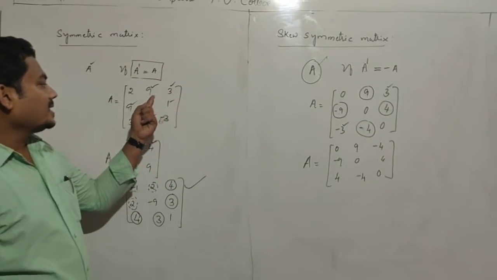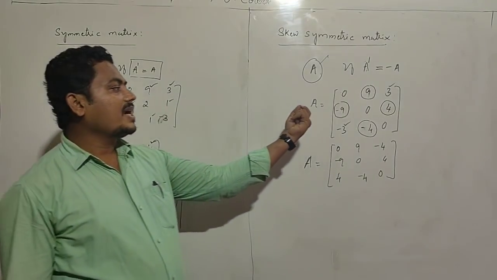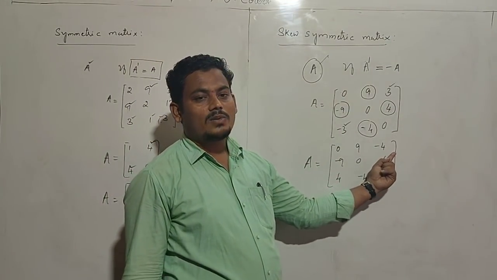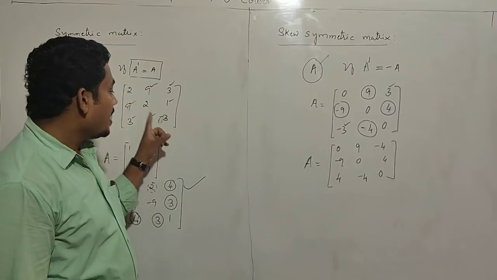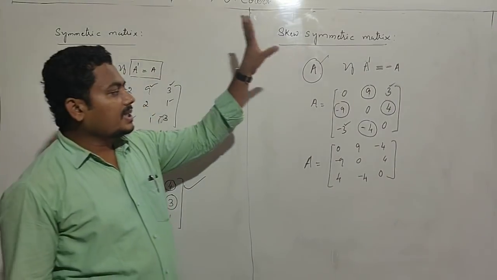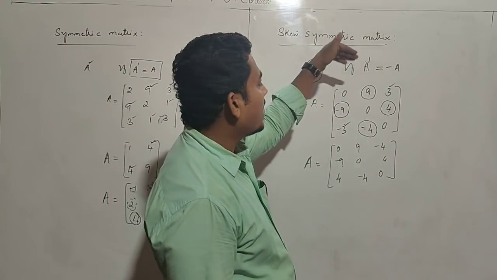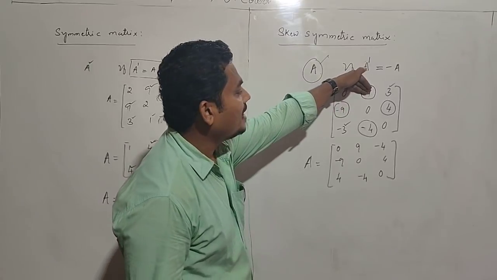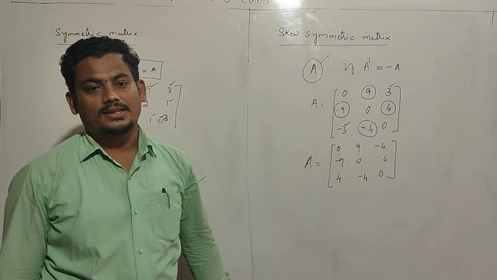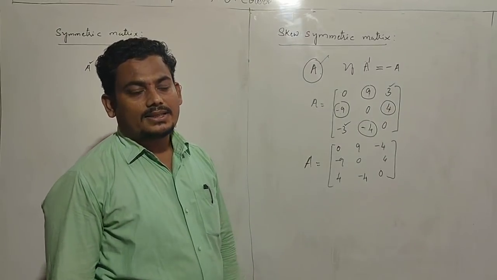In a symmetric matrix, corresponding non-diagonal elements are equal. In a skew symmetric matrix, all diagonal elements are equal to 0. In symmetric, diagonal elements need not be 0. But in skew symmetric, all diagonal elements should be equal to 0, and corresponding non-diagonal elements equal with opposite sign. Such matrices are skew symmetric matrices.